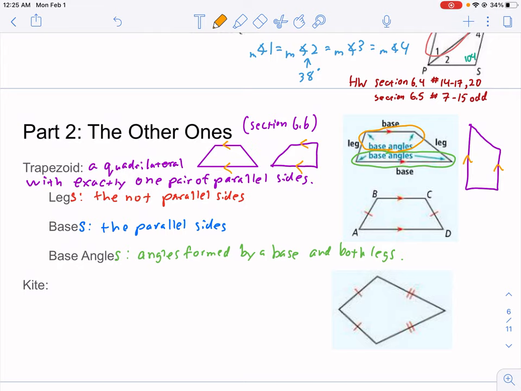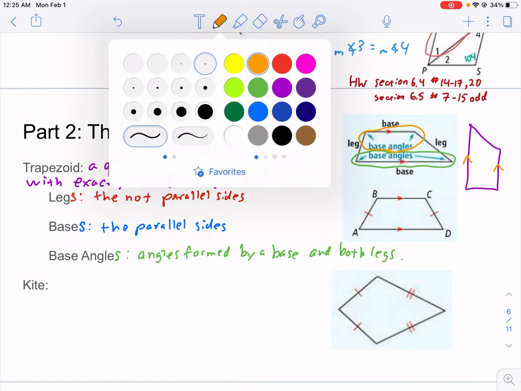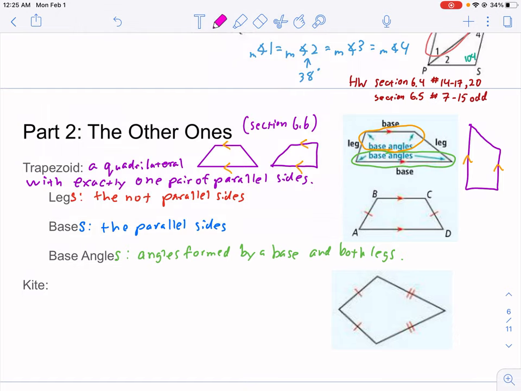One other thing we might notice is that just like the parallelogram, trapezoids have all of the same properties that they would normally have for having parallel lines. Specifically, in this example, angle A and angle B are supplementary because they are consecutive interior angles. So watch out for parallel line properties.